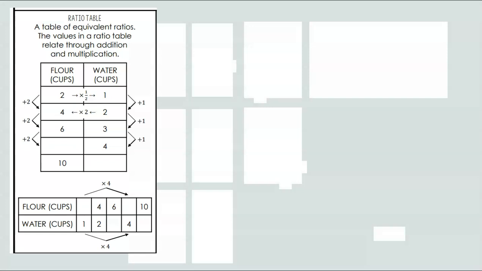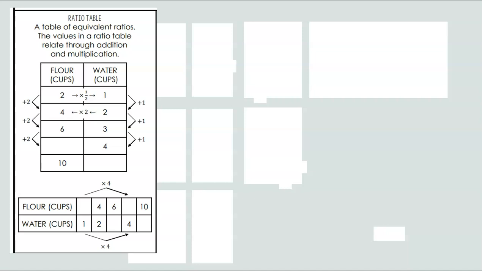The bottom half of the page is where we are focusing on. Find the box with ratio tables. A table of equivalent ratios. The values in a ratio table relate through addition and multiplication. Notice that we have addition going down the column, and we have multiplication going across the rows. We could also be using division there or subtraction depending on the relationship. We usually refer to it though as an addition and multiplication relationship.